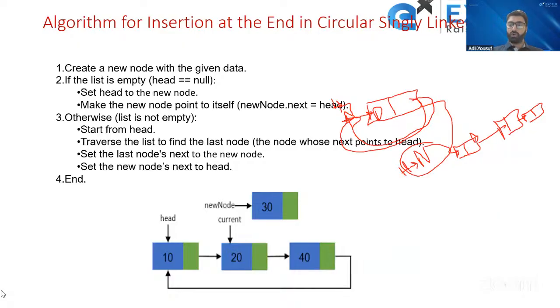Whenever a node is pointing back to the head, we will say it is the last node, or I can say the end of the circular linked list. Whenever a node whose next is pointing to head, we will say that node is the end of the circular linked list. Keep it in mind. Whenever a node's next is pointing to head, we say it is the last node.